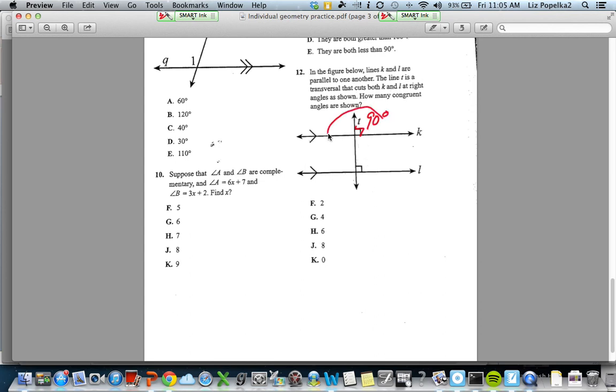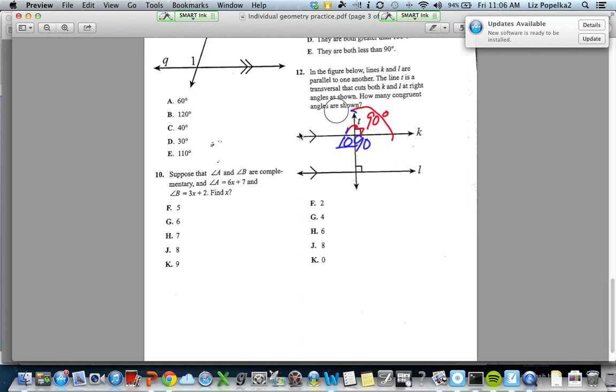And because these two angles together, this angle and this angle, form a straight line, they have to add up to 180 degrees. So if both angles have to add up to 180, that means that if this angle is 90, that angle has to be 90 as well. This angle and this angle form a straight line. So if this one is 90, then this one has to be 90 as well. If this one's 90, that means that this one has to be 90.